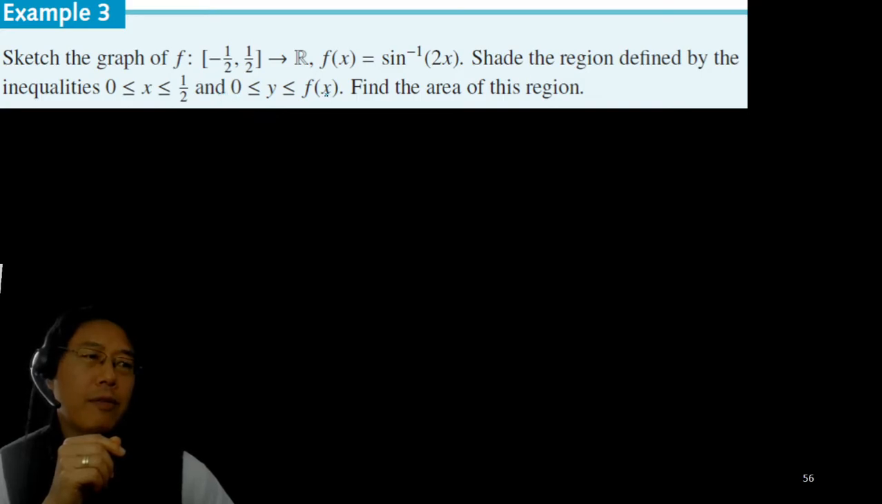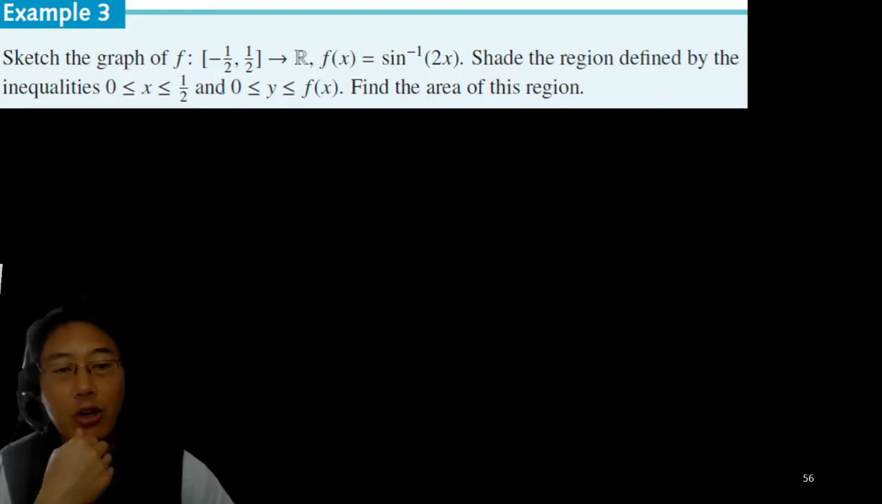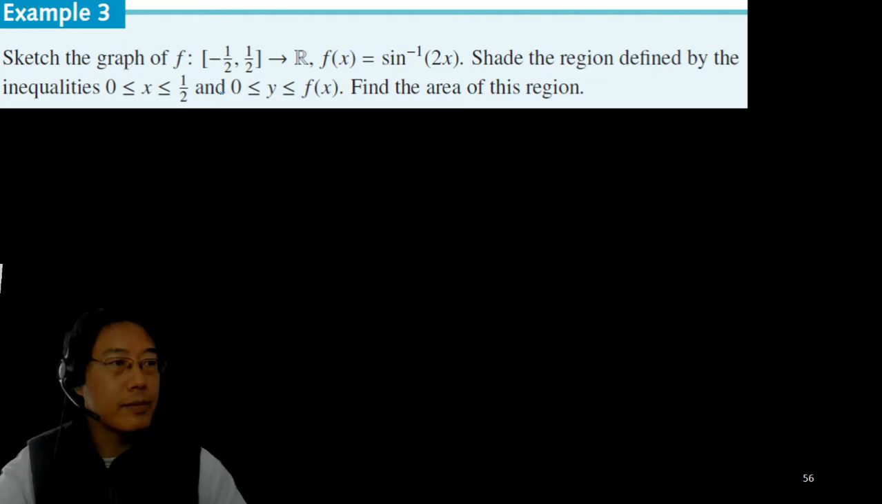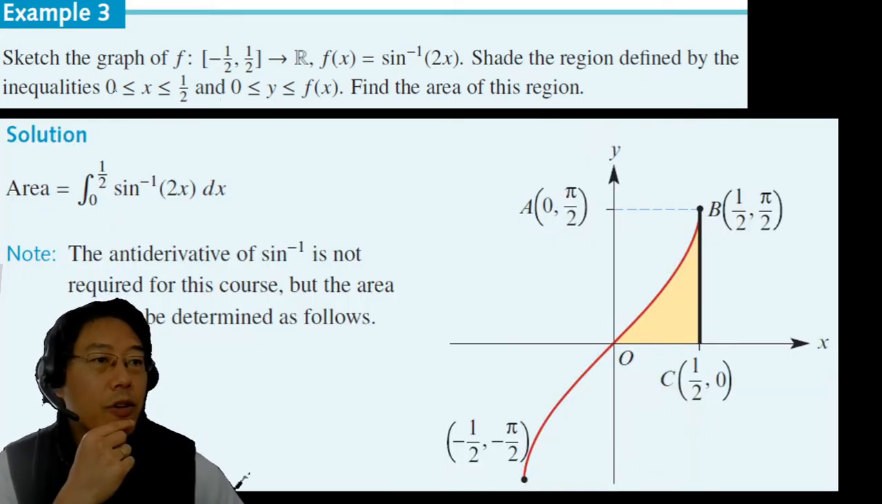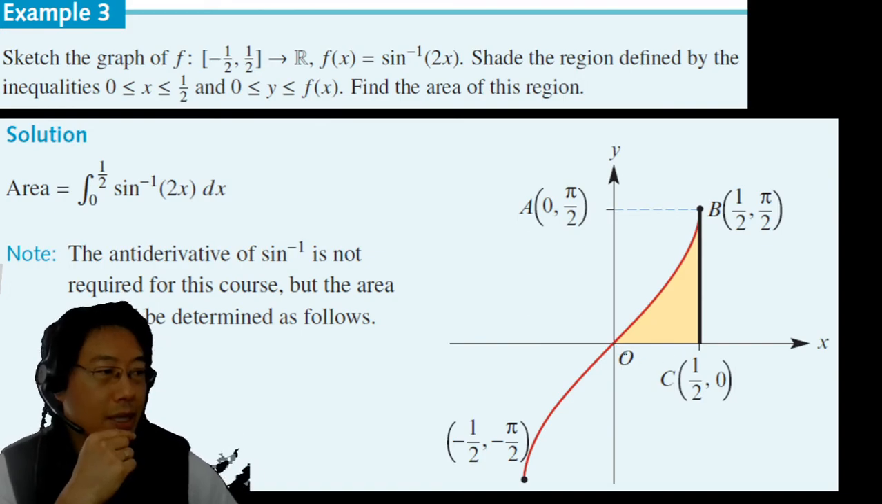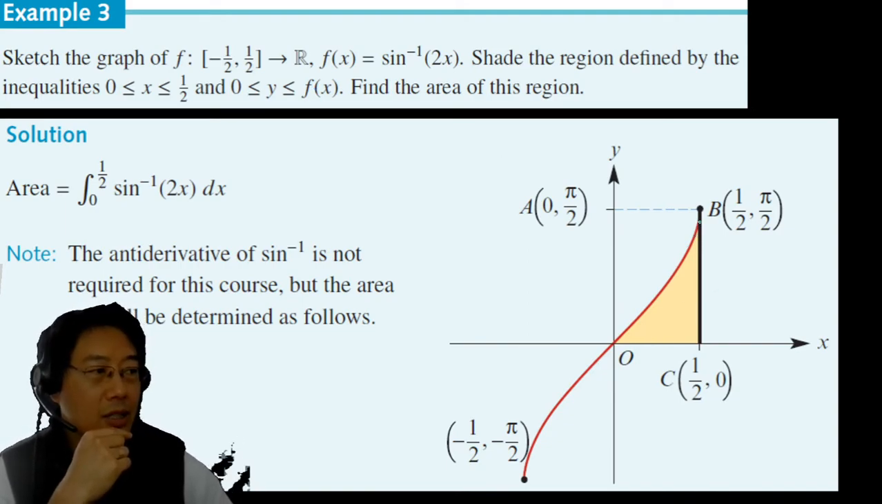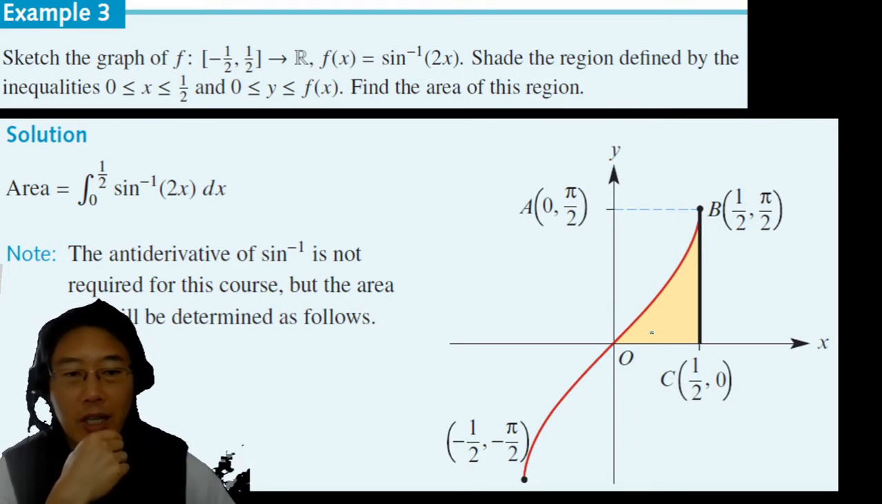between f, so y has to be between 0 and f, so it tells you it's below the curve of the function f. So from 0 to a half, you look on your x-axis from 0 to a half, and y has to be between 0 and f, so it has to be above the x-axis and below the function, so that's what you shade in yellow here. Okay, alright, so that is what you need to figure out.